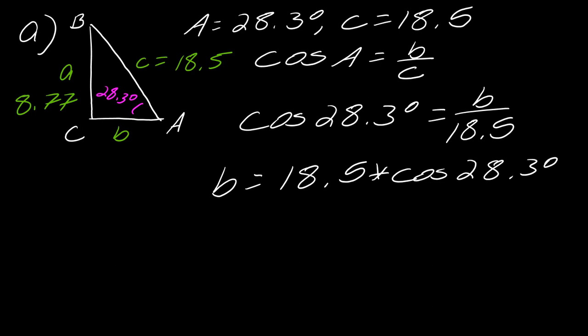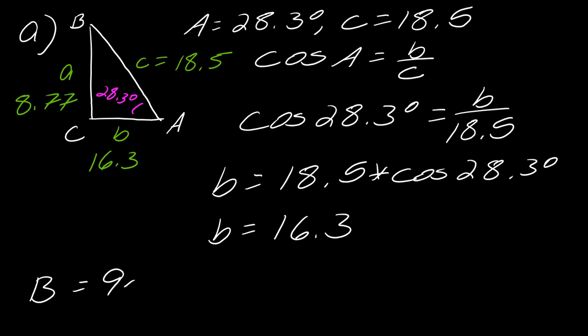So that equals, let's see, 16.3. Okay, and so again, that's my 3 significant digits, so I'll go ahead and mark that here, 16.3. And so now we have almost everything. I don't know what angle B is, but I can figure that out now pretty simply by just taking 90 degrees minus the 28.3 degrees. And so that equals 61.7 degrees, and so there you go.